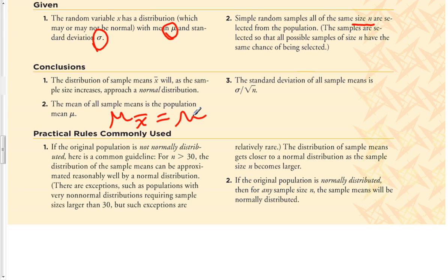And number three, the standard deviation of all sample means, which we'll put as sigma of x bar. So this is the standard deviation of the sample means. Remember, we now have a distribution of the sample means, and that distribution has a mean and a standard deviation of its own. The standard deviation of the sample means is equal to the population standard deviation over the square root of the sample size.